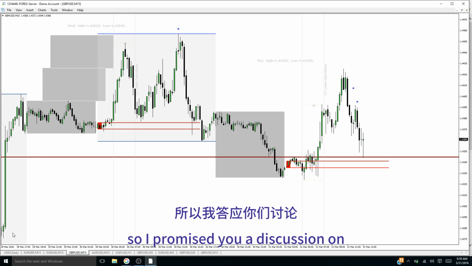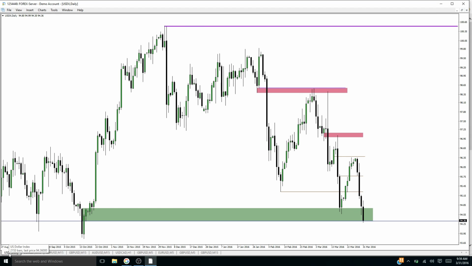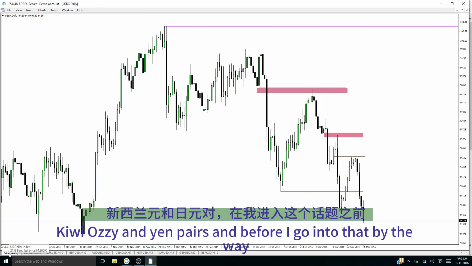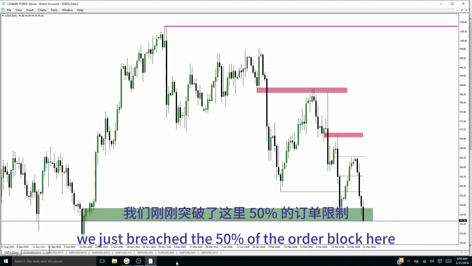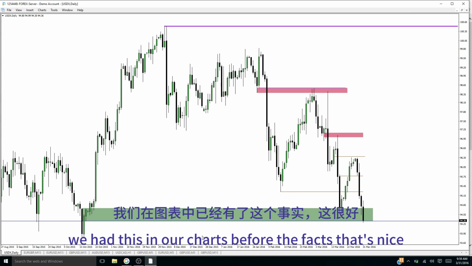So I promised you a discussion on Euro. I'm sorry, not the Euro. Kiwi, Aussie, and Yen pairs. And before I go into that, by the way, we just breached the 50% of the order block here. Stabbed through it. Nonetheless, we hit it. So there you go. Nice objective. We had this in our charts before the fact, so that's nice.